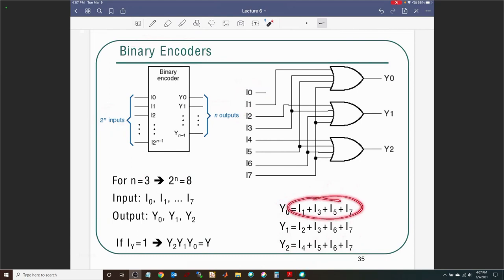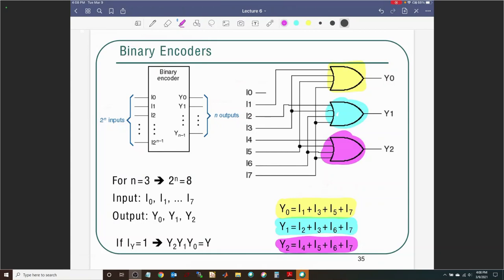These four OR gates, so this is getting synthesized here. This guy is getting synthesized here. And this guy is getting synthesized here. And none of them have the inputs of I0. So I0 doesn't really matter here.